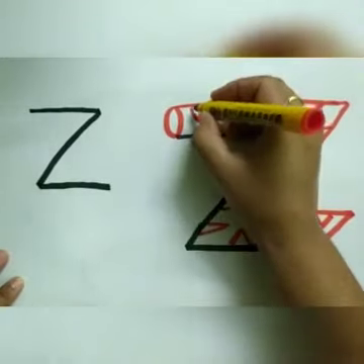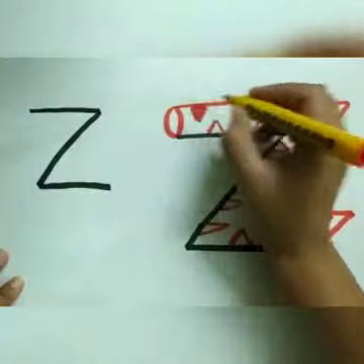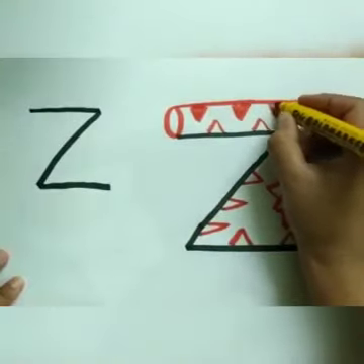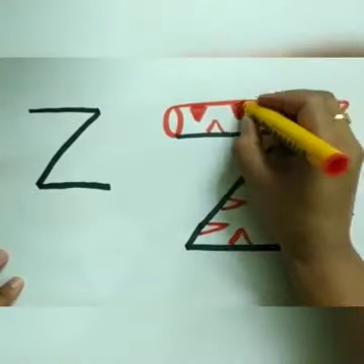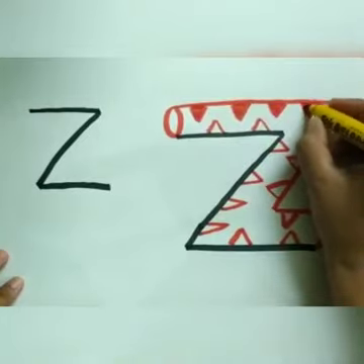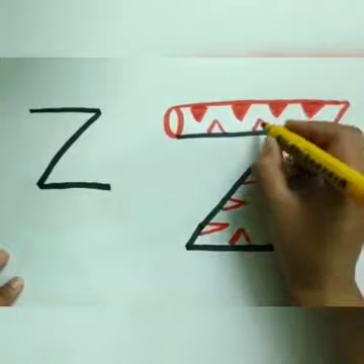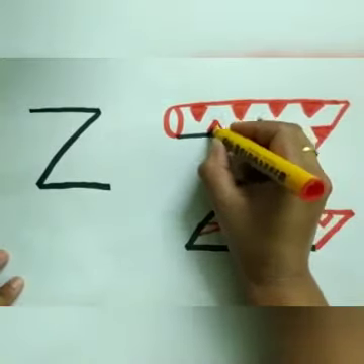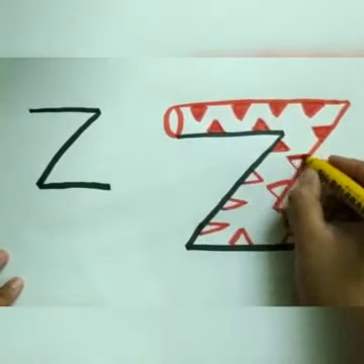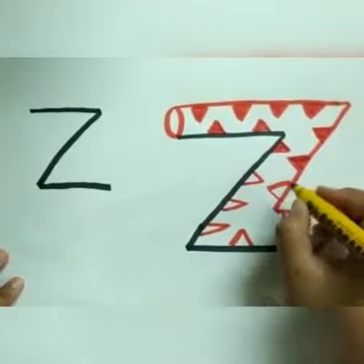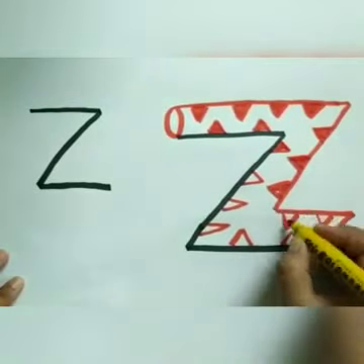What you have to do next, you start coloring here. Fill it with the same color. I'm filling it with the same color. I have chosen red color, so I am filling it with red color. You can choose any color of your choice. You can use black as well, like this.